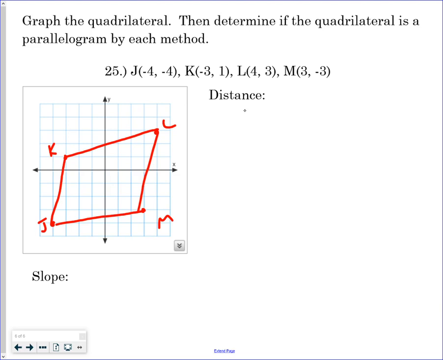If both pairs of opposite sides are congruent, then it's a parallelogram, and that would be helpful, right? So I'm going to start with just 2 pairs. I don't want to find all 4, because if the 2 opposite sides, for example KL and JM, are not congruent, then I can just quit. But if KL and JM are congruent, then I've got to check the other 2, KJ and LM. Does that make sense? Okay?